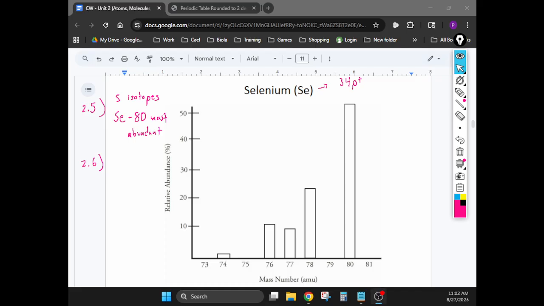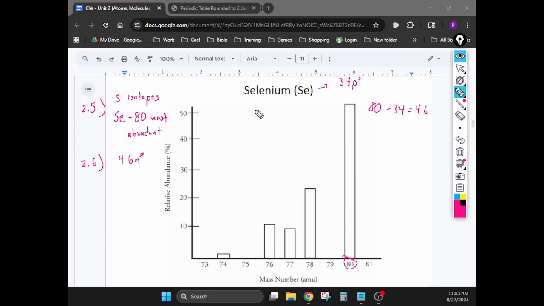Okay, so selenium has 34 protons. Hopefully you guys saw that on the periodic table. The most abundant one is selenium 80. So all you got to do is 80 minus 34, and that'll give you 46. So the most abundant one has 46 neutrons.